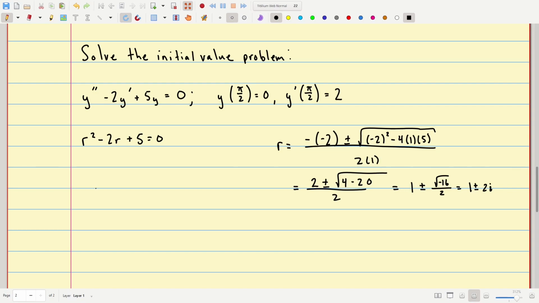Okay, so this tells us that our roots have the form 1 plus or minus 2i, and so our general solution is going to have the form e to the t, with 1 times t, and then we're going to have c1 cosine 2t plus c2 sine 2t. And now what we want to do is apply our initial conditions.